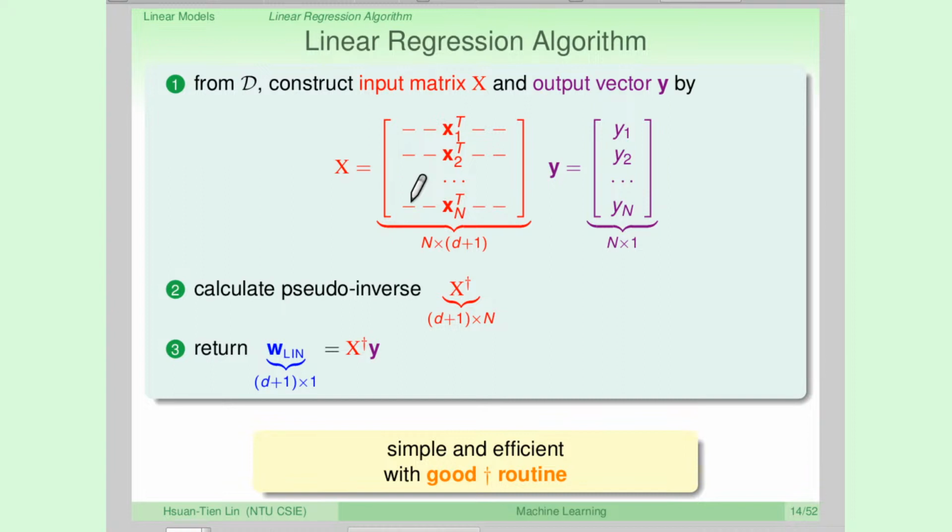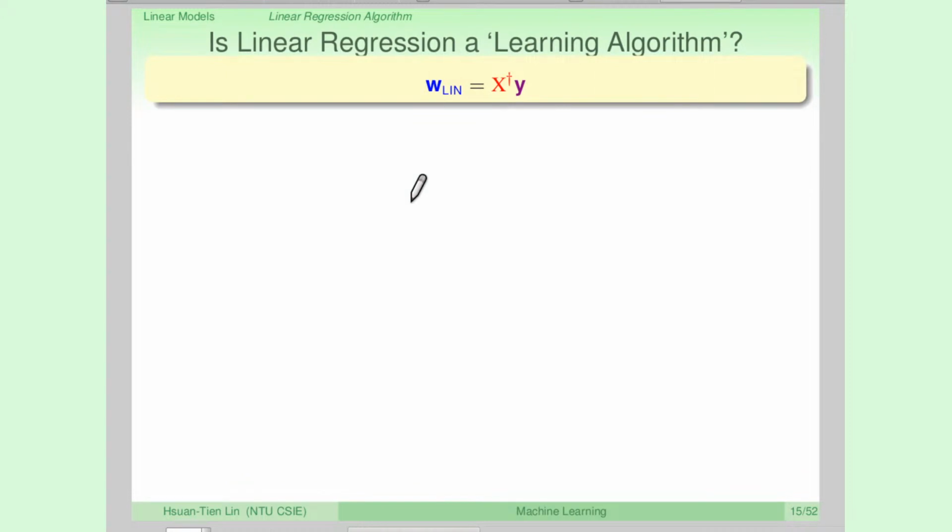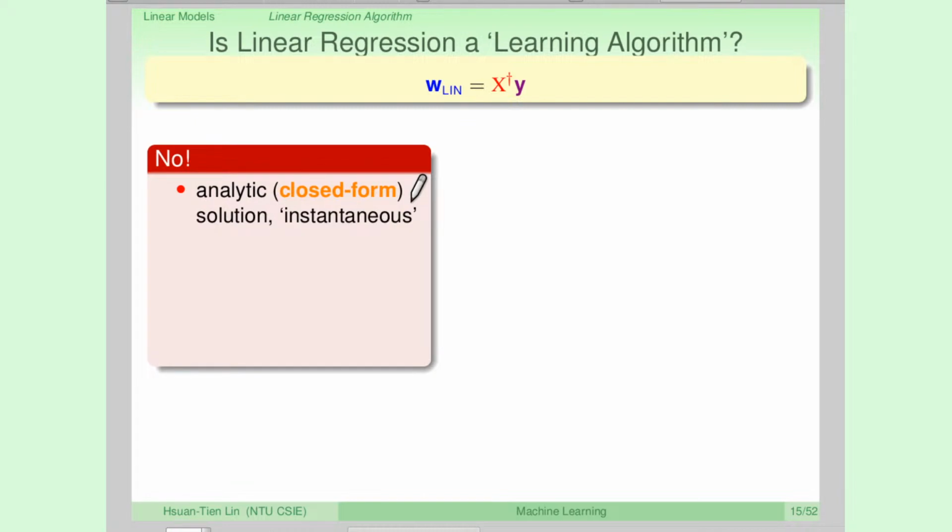Now, every year when we teach linear regression, one of the things that we often encounter is that it doesn't look like a learning algorithm. Why is that? Because essentially we are just computing some matrices and then using matrix multiplication and so on. Boom, we get our W LIN. That kind of closed form, instantaneous solution does not look like learning. It looks like some computing task that you use to solve.